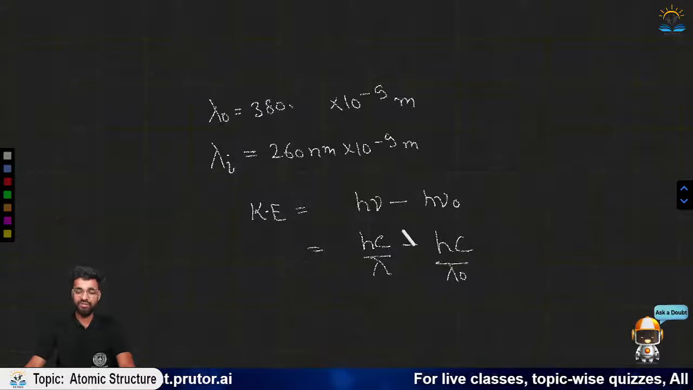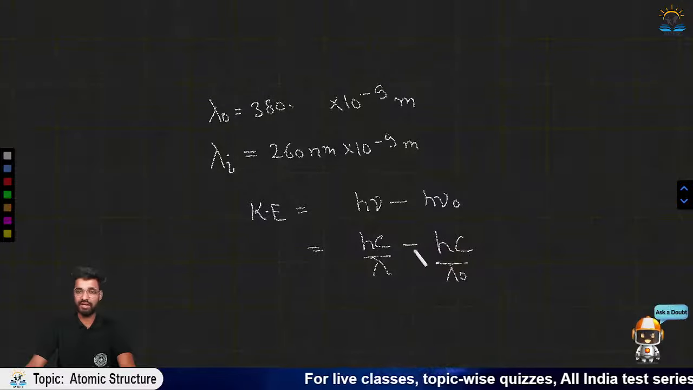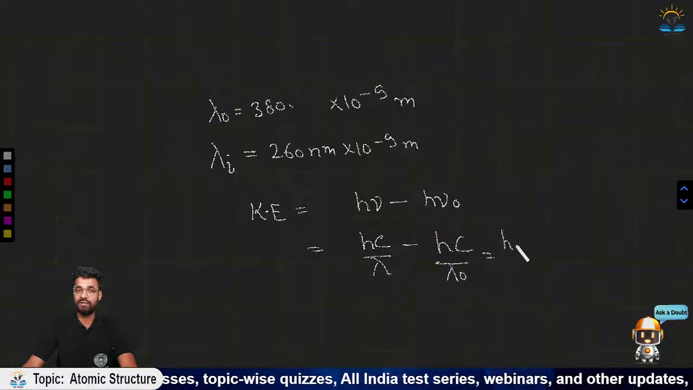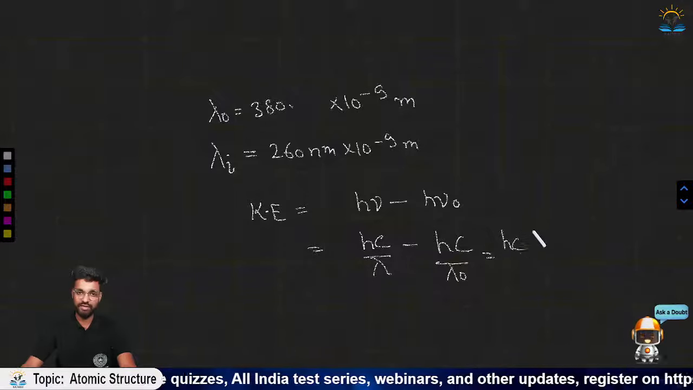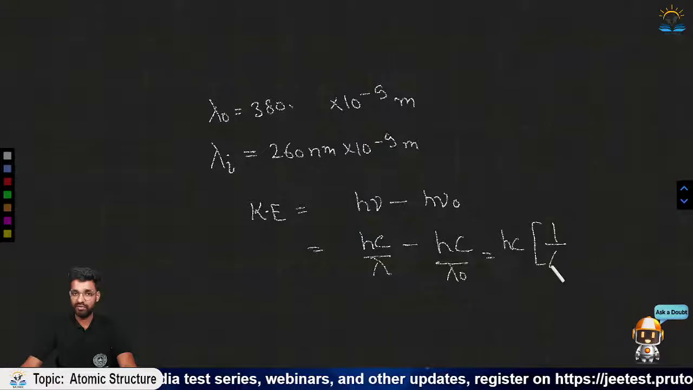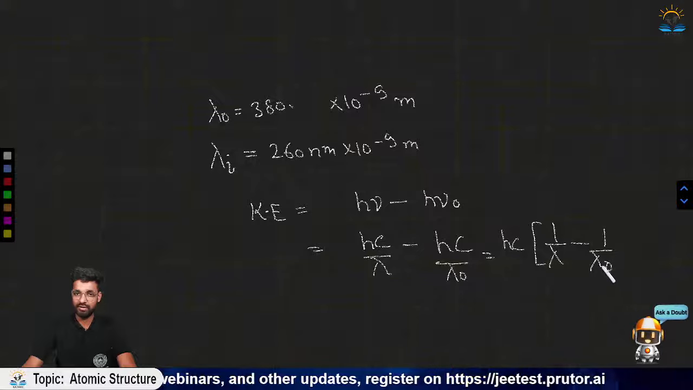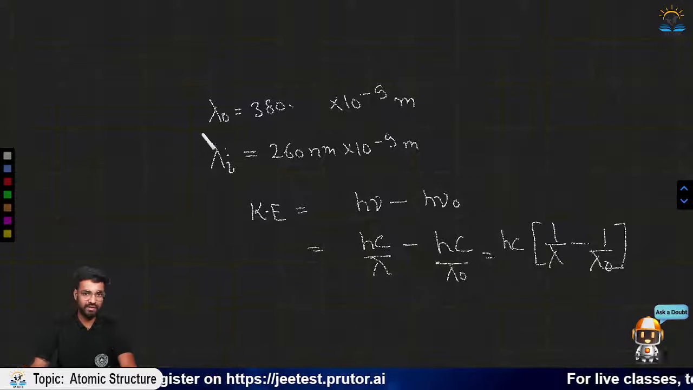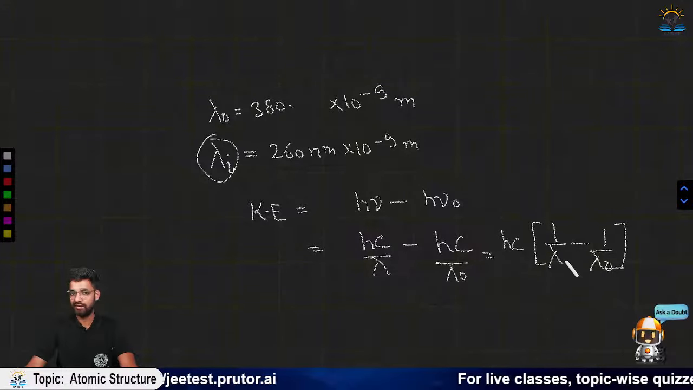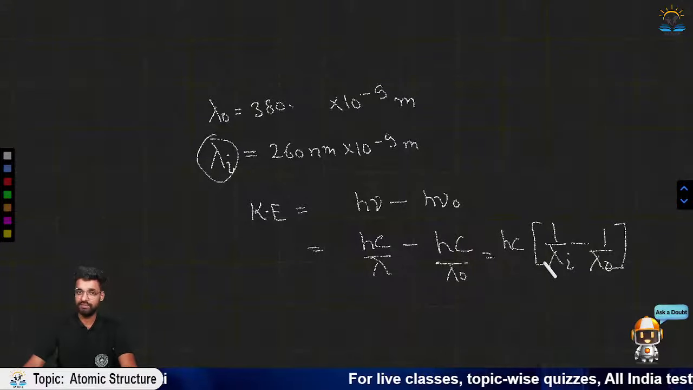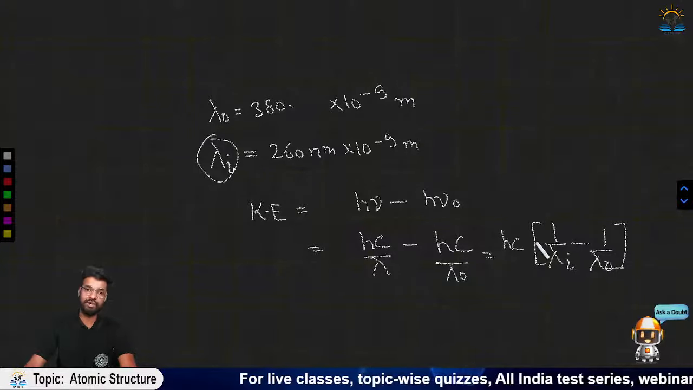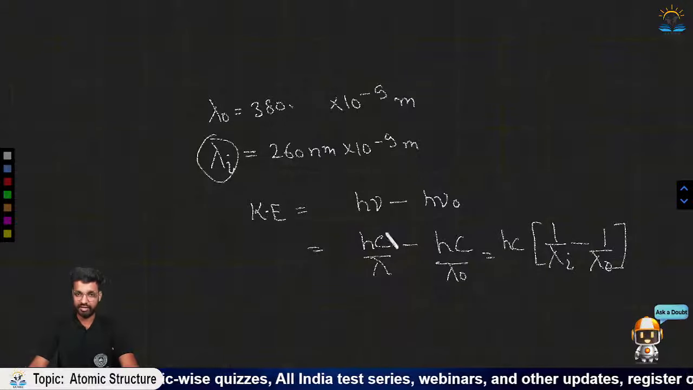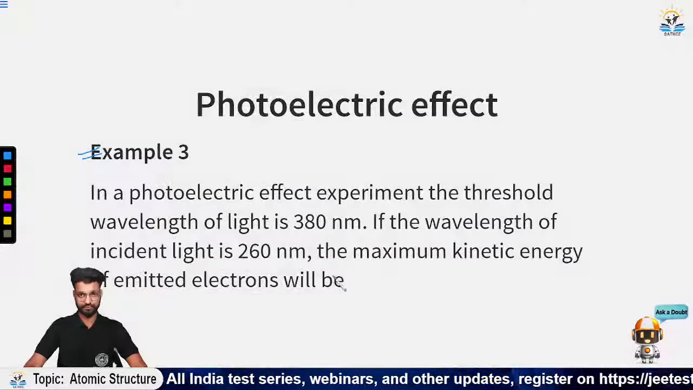This hc is constant for both light. I have told it earlier. Until and unless it is mentioned what the value of c is, we will take it as 3 into 10 to the power 8 meter per second. So we will take this hc outside, and it will be 1 by lambda minus 1 by lambda naught. You put this value here. The incident wavelength is lambda I, so it will be 1 by lambda I minus 1 by lambda naught. So we will get the kinetic energy of the electron.